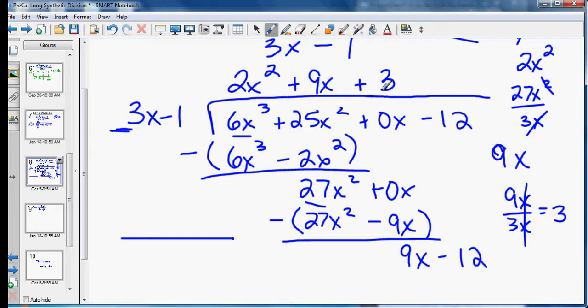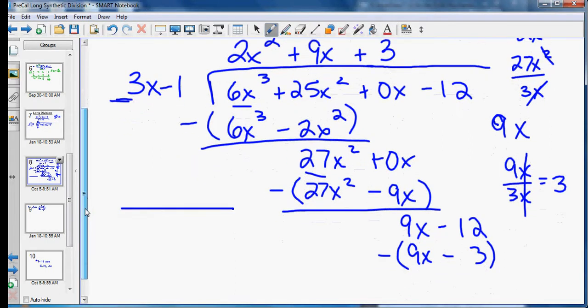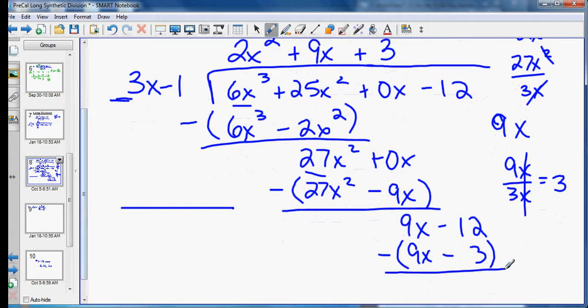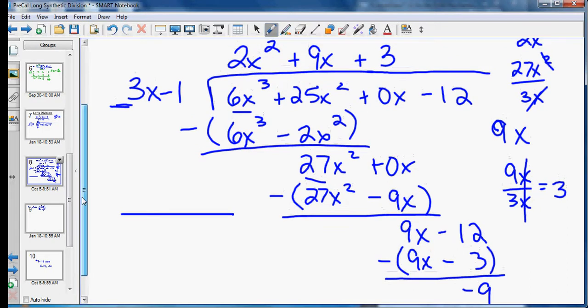The 9x's cancel. Negative 12 minus a negative 3, so it's really plus 3, is negative 9. And that is my remainder, because there's no x, so I can't divide any farther. So negative 9 is my remainder. So my answer then is 2x squared plus 9x plus 3 minus 9 over 3x minus 1. Because you got to remember to put your remainder over top of your original denominator, which is 3x minus 1.